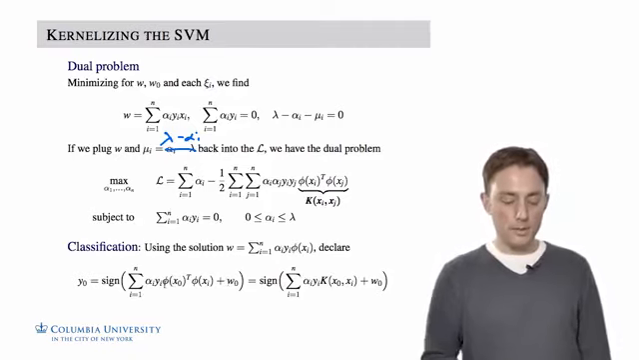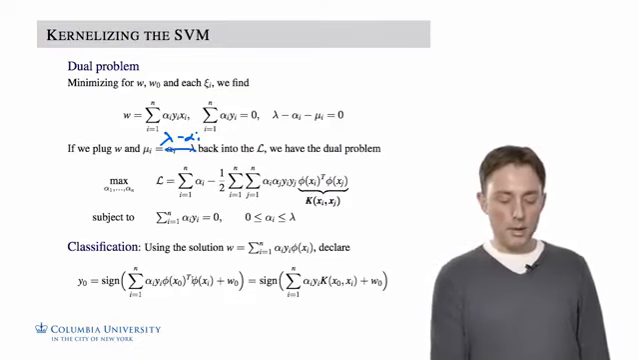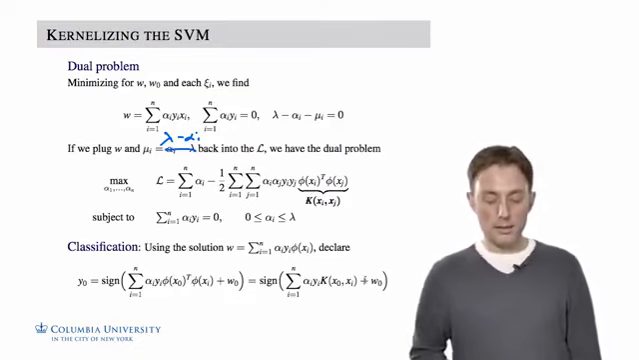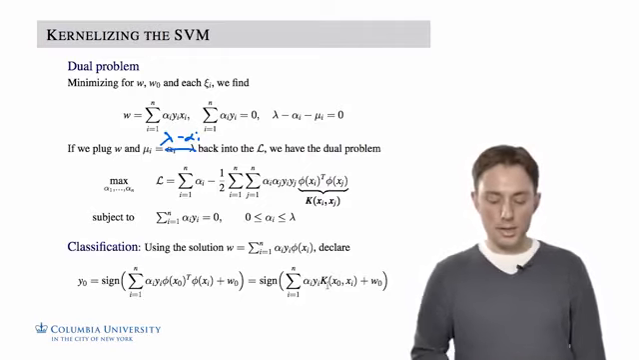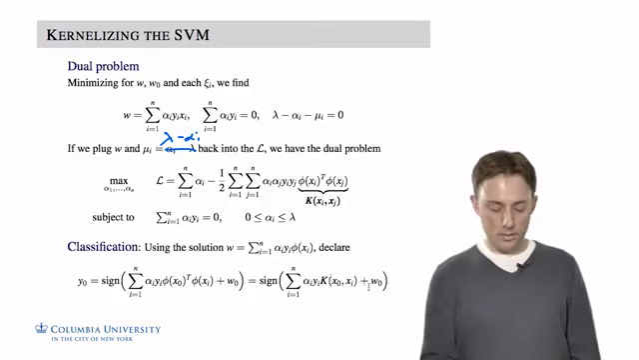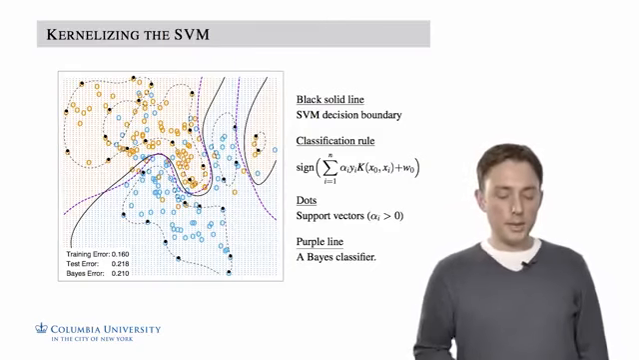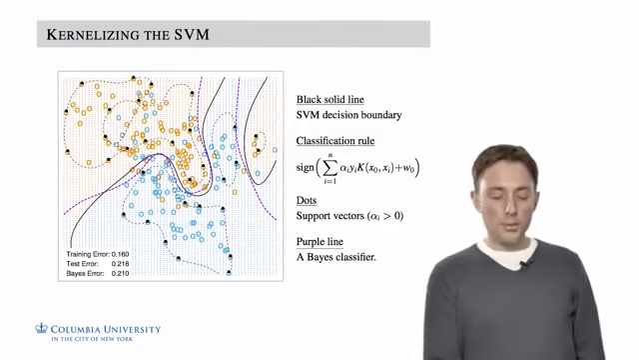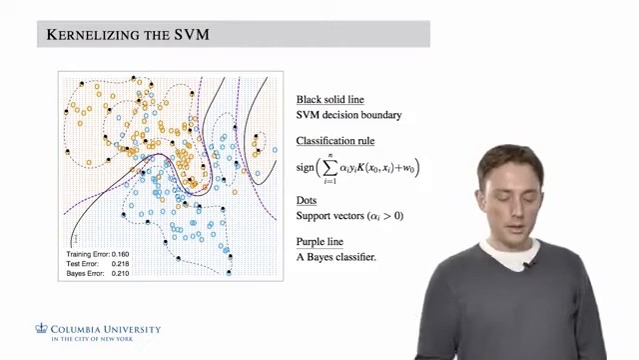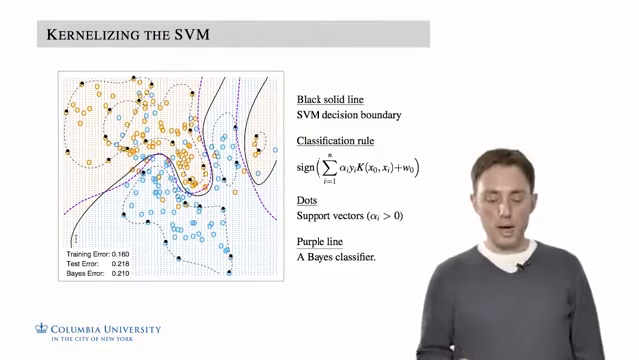And with this mapping, we can replace the dot product with the kernel, and that gives us the prediction. So we now predict based on the sign of this function here, plus W naught. So here's what we end up with on this data set that we've seen a few times before. The black line here corresponds to the decision boundary, which arises from this classification rule.